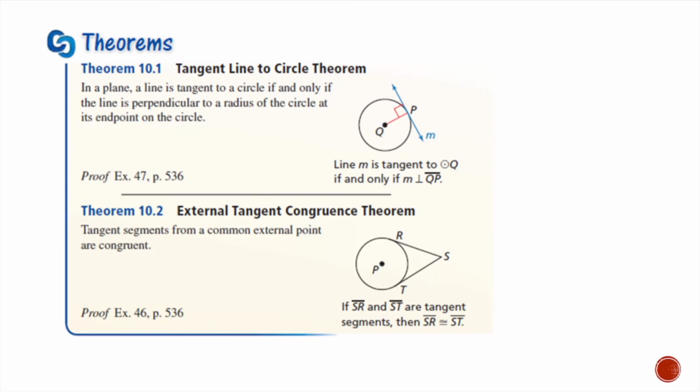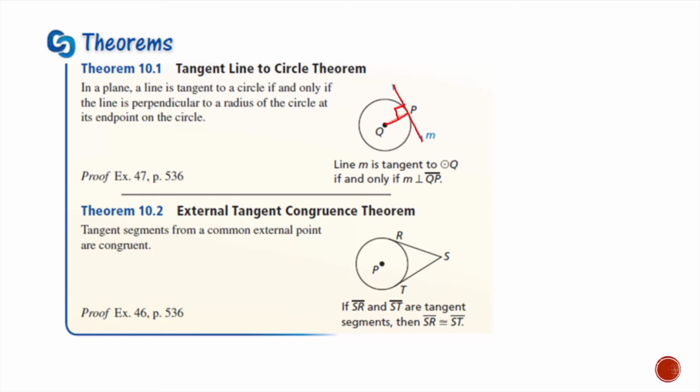Tangent lines to circle theorem and external tangent congruent theorem. Write these both down because we're going to be using these in our next example. Okay, so if I have a tangent line M, that means that it is perpendicular to the radius. And hopefully you remember, if it's perpendicular, then it creates a right angle. That is very important, that you'll see soon.